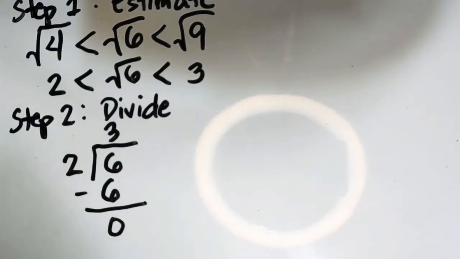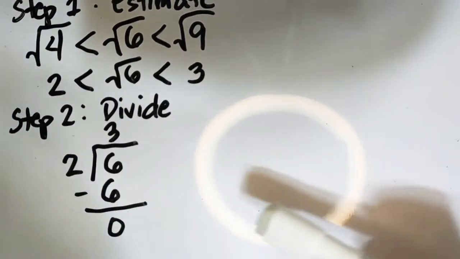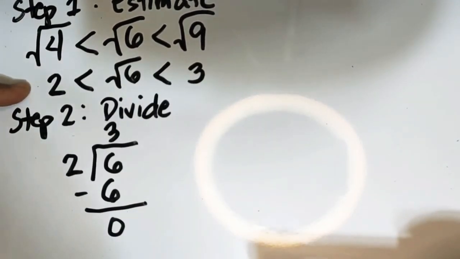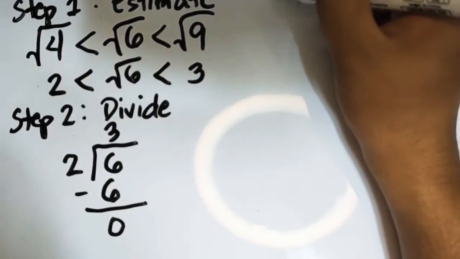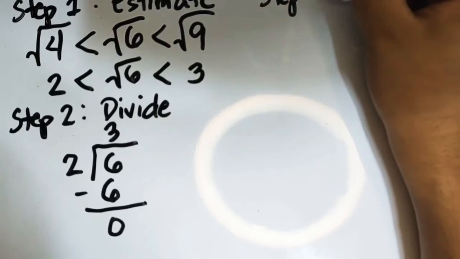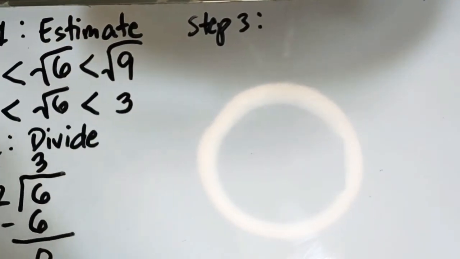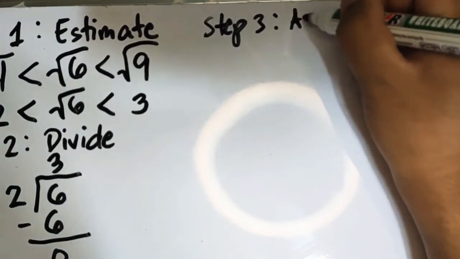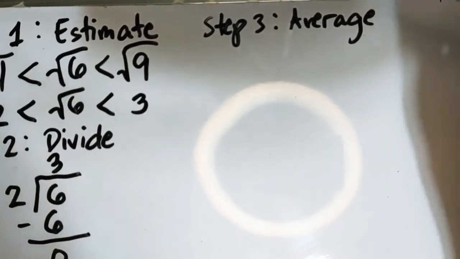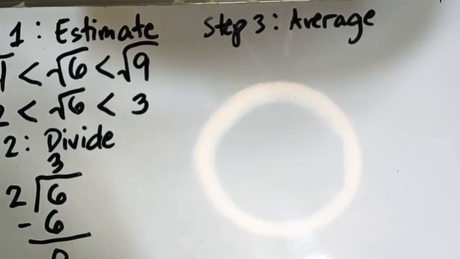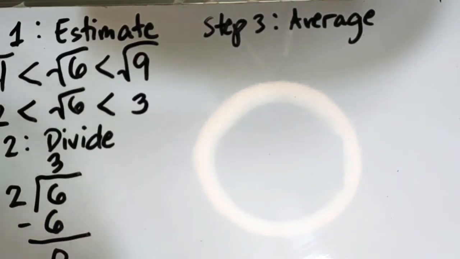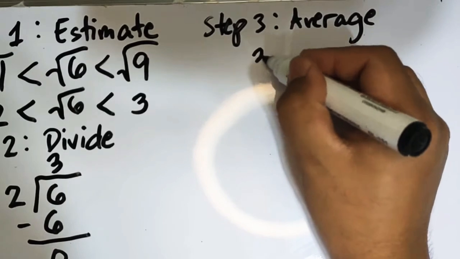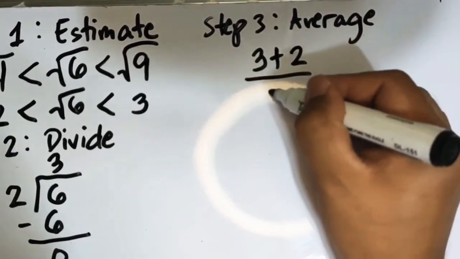Divide. Okay? Again, dinivide natin yung given number, yung 6, dun sa 2. Okay? Yung lower number natin, 2 and 3. So, kinuha natin yung 2. Okay? So, after nyan, step number 3, ang gagawin natin ay we will get the average. So, divide and average method tayo. Okay? So, we will get the average of the quotient that we got, yung 3, at saka yung 2. So, we have 3 plus 2 divided by 2.